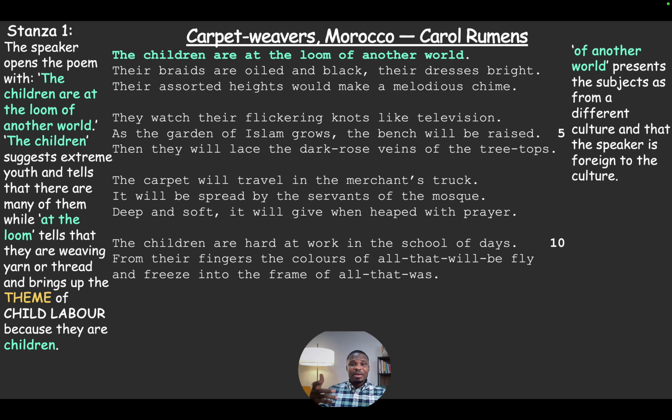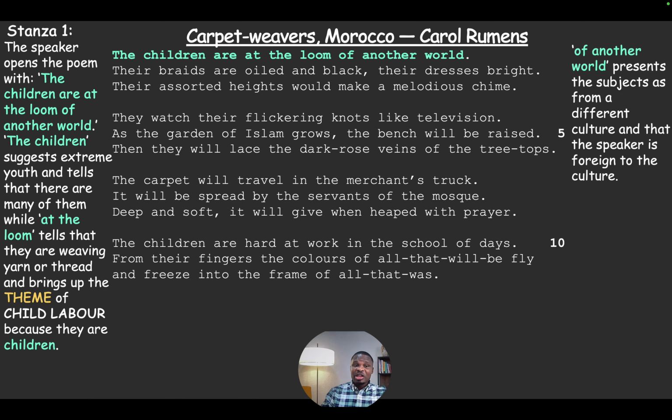Now, this is important because it brings up the theme of child labor. Unlike the other poem that we've seen, "The Chimney Sweeper," where the child is being treated unfairly, you're going to see that in this poem, it appears that the children are being taken very good care of. And we're going to see what happens in the second line. That's where I get the evidence of that from.